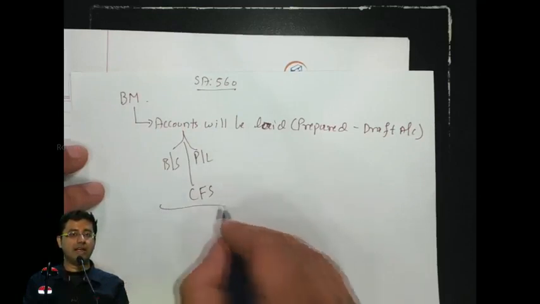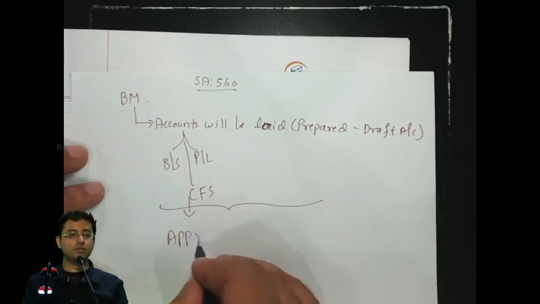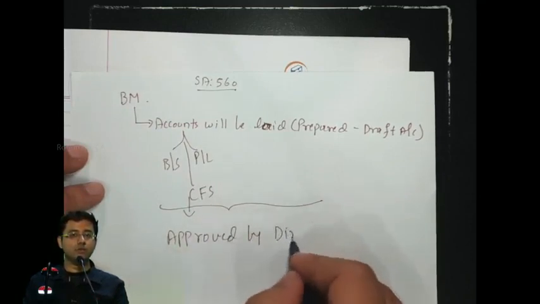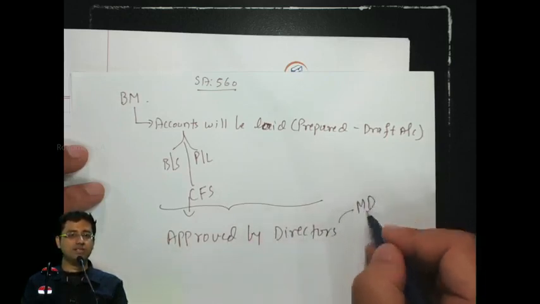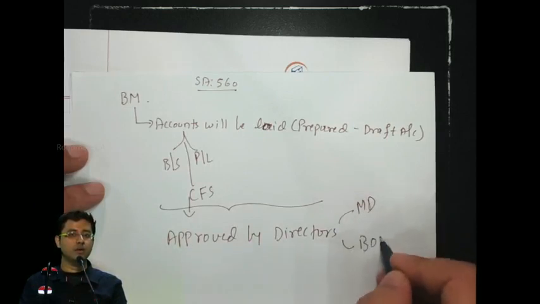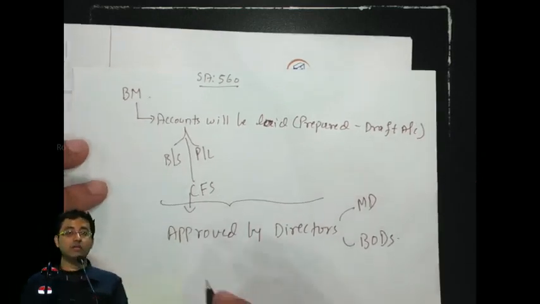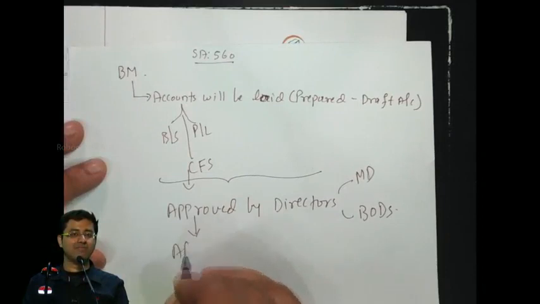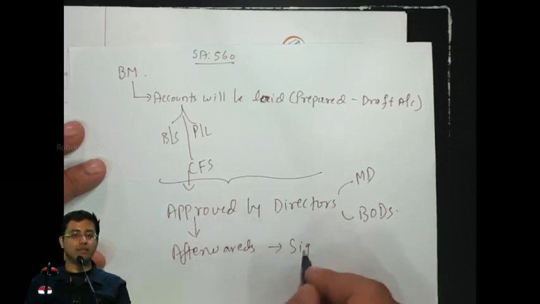After the accounts are laid, they are approved by directors. Sir, who are these directors? These directors can be the managing director, and these directors are the board of directors. There is a different group of MD and a different group of BODs. If the accounts are approved by directors, afterwards they are also signed by them.